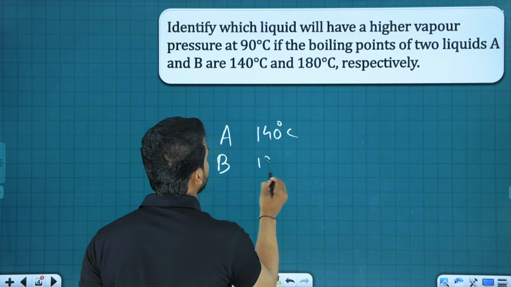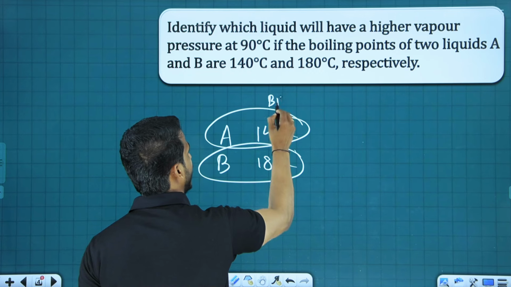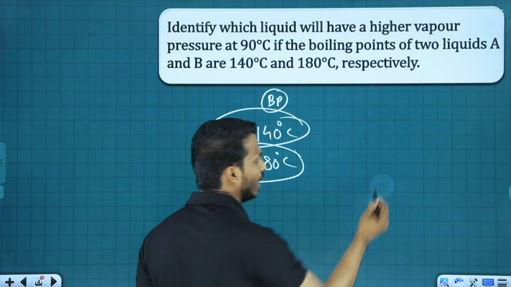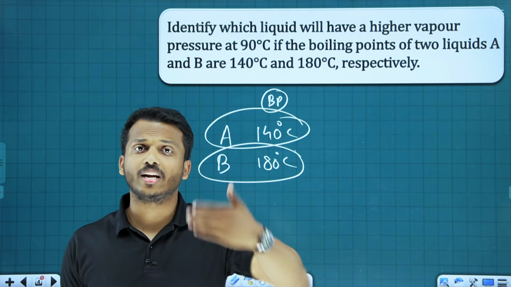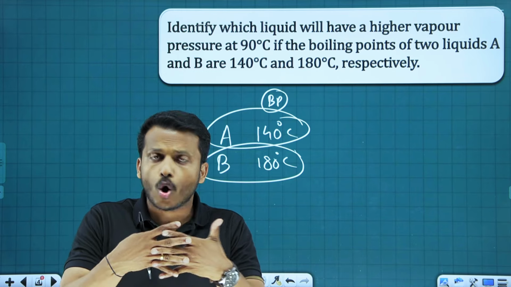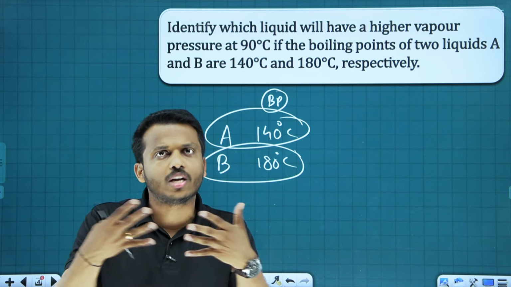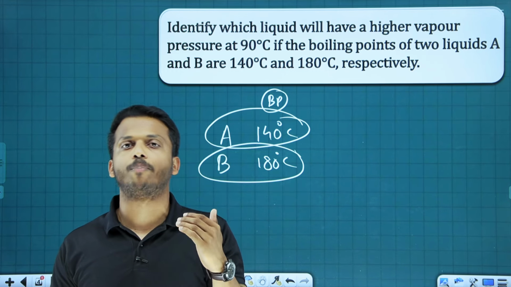The boiling point is given as 180 degrees Celsius. See, this is the boiling point, right? So how is boiling point related to vapor pressure? When the boiling point increases, what happens? They have very strong bonding, right? The stronger the bonding between molecules, the less they vaporize. So the higher the boiling point, the less the vapor pressure.